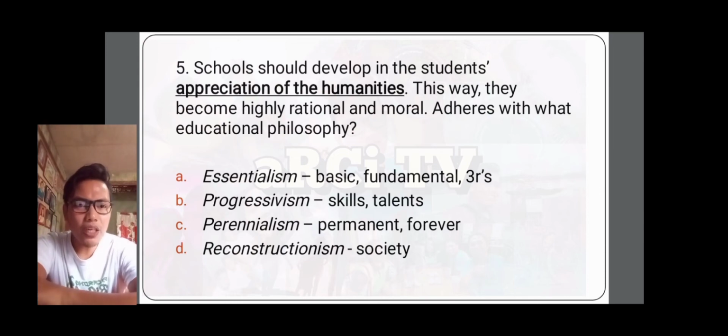Now, appreciation of the humanities. Is it essentialism, progressivism, perennialism, or reconstructionism? So, sasabihin nyo, ito sir ay basic and fundamental sa dapat alam ng mga bata. Pag sinabi natin fundamentals, dapat from the start, natutunan na yan. Yung ating reading, writing, and arithmetic, dapat simula pa lang alam na ng mga bata, and hindi yan nawawala. So, yan yung fundamentals natin or basic concepts na kailangan matutunan ng mga bata.